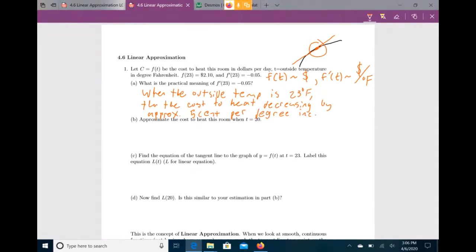All right, so let's use this to approximate the cost to heat this room when t is 20. Okay, so why don't y'all take a couple minutes? I won't break y'all into groups yet. But why don't y'all take a couple minutes to try to answer B? How would you approximate, using this data, the fact that when it's 23 degrees, it costs $2.10 to heat the room, and the derivative, so this is a rate of change, is negative 0.05 dollars per degree? Try to estimate what it would cost to heat the room when the temperature is 20.